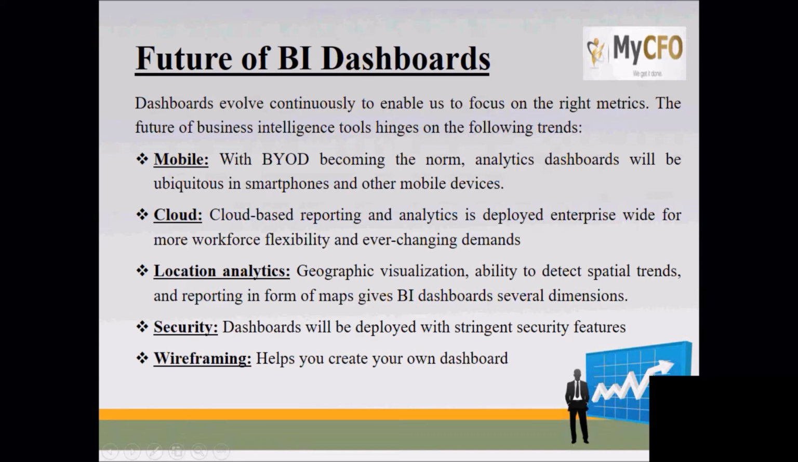Location analytics. This is again a new trend that is coming up. Geographic visualization, the ability to detect spatial trends and report in the form of maps, will give the world a dashboard with several dimensions. Spatial relationships are basically certain graphs which are mostly used in operational and business dashboards. It helps a person understand and get to a better hub and spoke model.